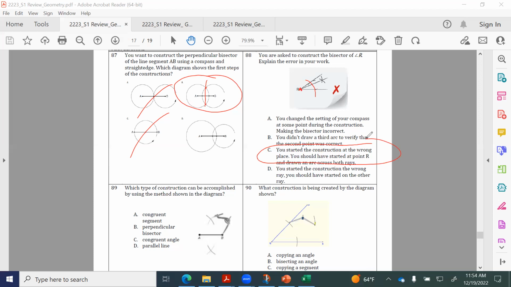On 89, which type of construction can be accomplished by using the method shown in the diagram? So, this is what we were doing up here. This is our perpendicular bisector. That is B. On 90, what construction is being created by the diagram shown? So, this is what they should have done on that one. We have our arc intersecting both sides, and from both points, we're bringing an arc in the middle, so we're bisecting an angle. That's also option B. Questions on any of those?